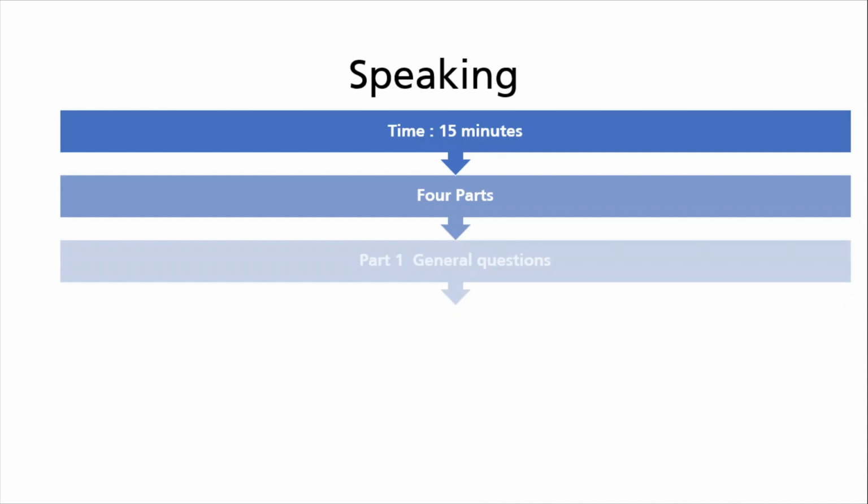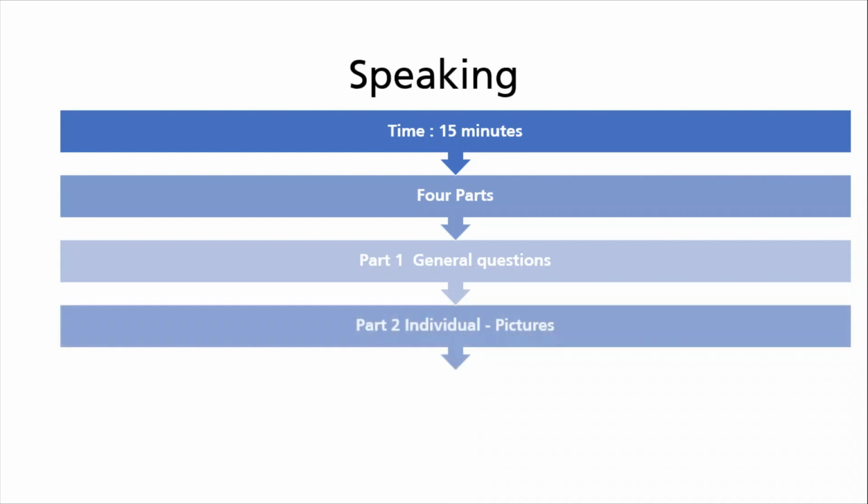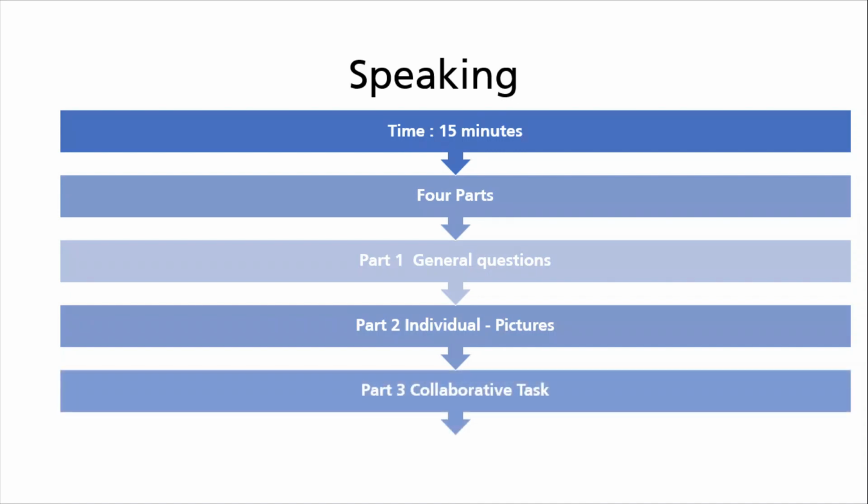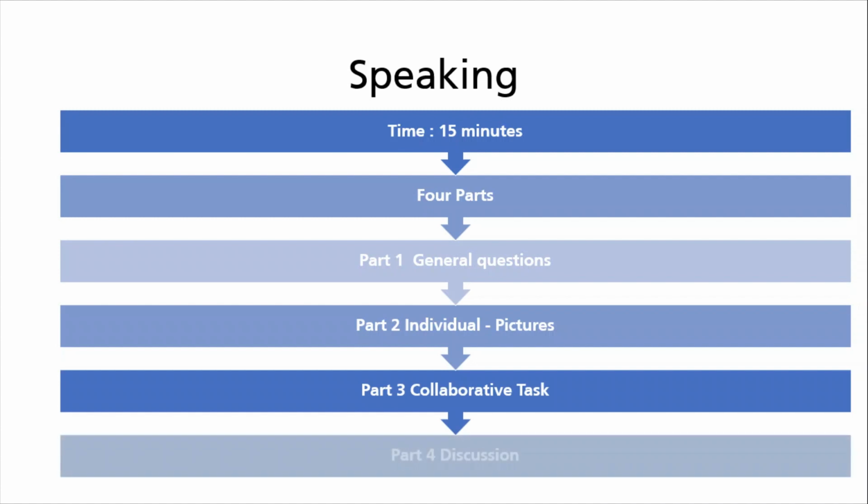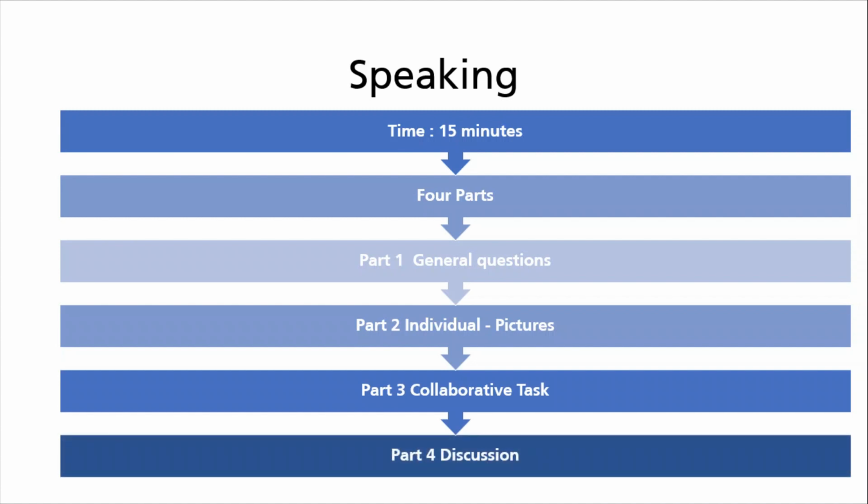In part 1, the examiner asks some general questions to both candidates. In part 2, the individual exercise, candidates need to compare pictures. Part 3 is a collaboration exercise on a particular topic. And then finally, part 4 is a discussion, which is an extension of the same theme that candidates found in part 3. So let's take a look at these different parts and how they're organized.